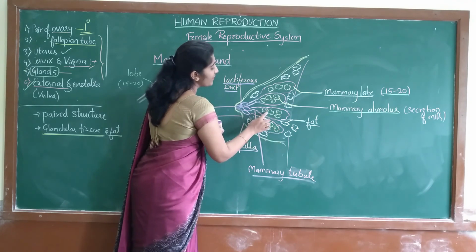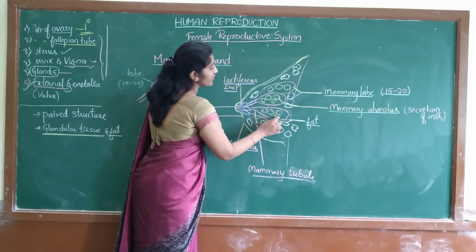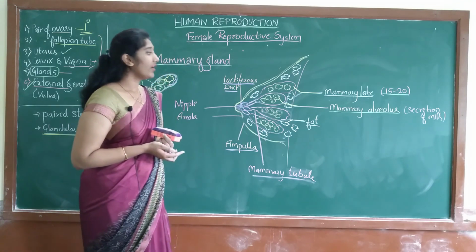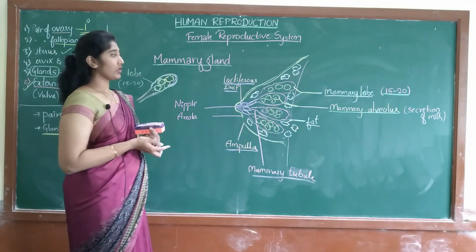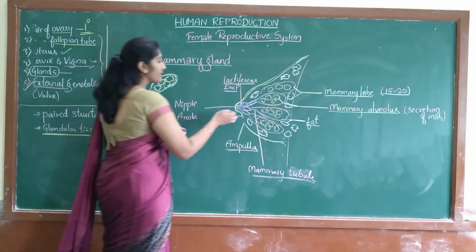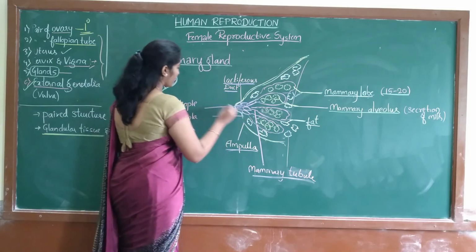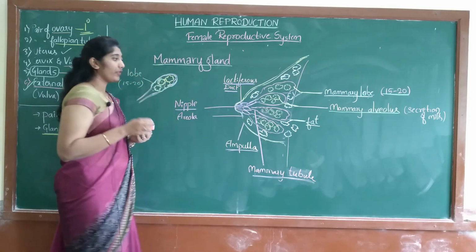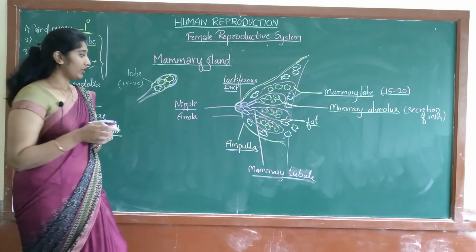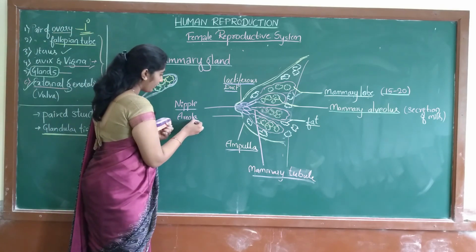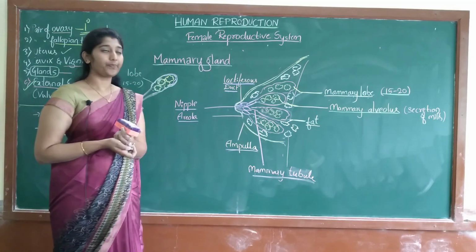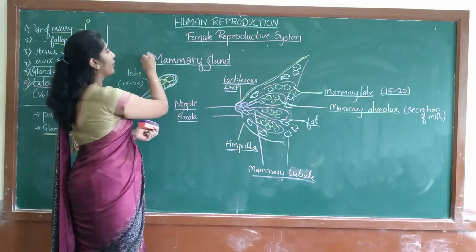In the mammary lobes, the small sac-like structures called alveoli are responsible for the production of milk, and this tip portion is called the nipple, around which a dark pinkish colored area is called the areola. Here we complete the mammary gland.